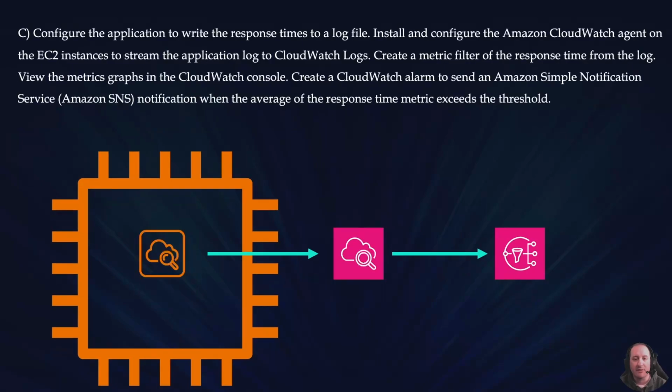The third option is to configure the application to write the response time to a log file. We're going to install the Amazon CloudWatch agent on the EC2 instances to stream the application logs to CloudWatch Logs. We're going to create a metric filter of the response time from the log, and we're going to view those metrics in the CloudWatch console. We're then going to create a CloudWatch alarm to send it to SNS.